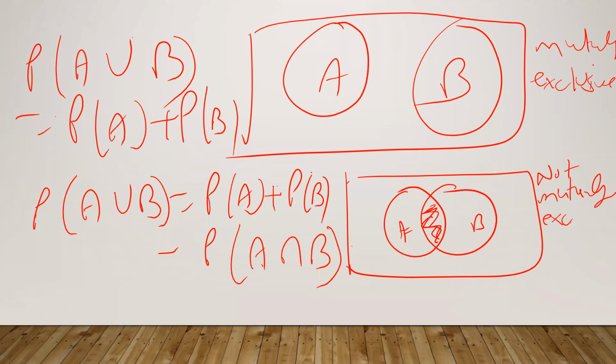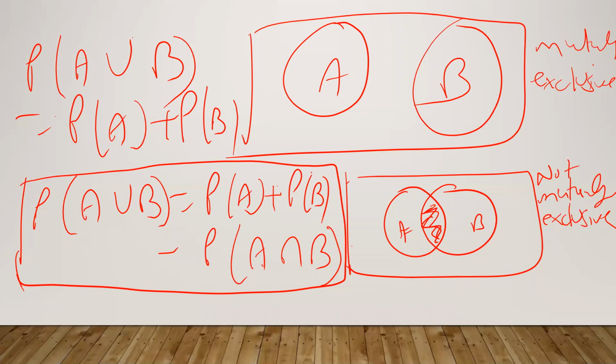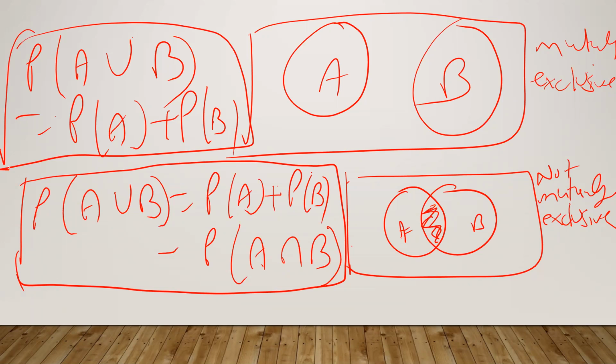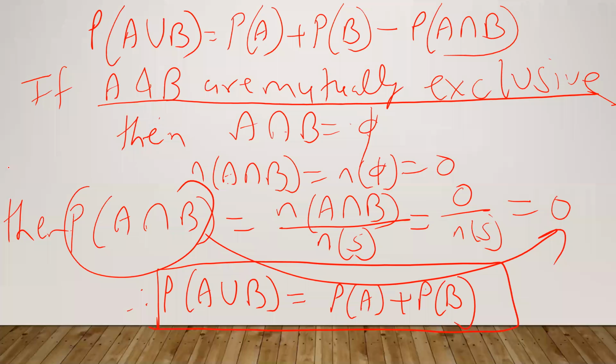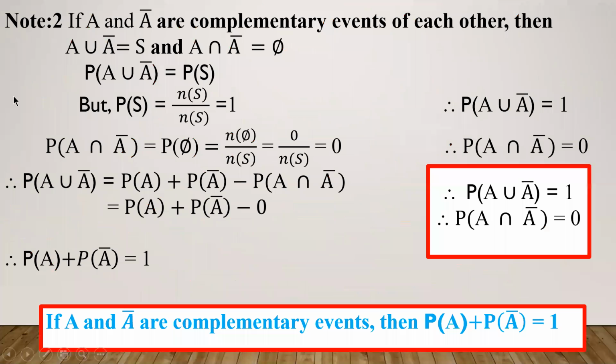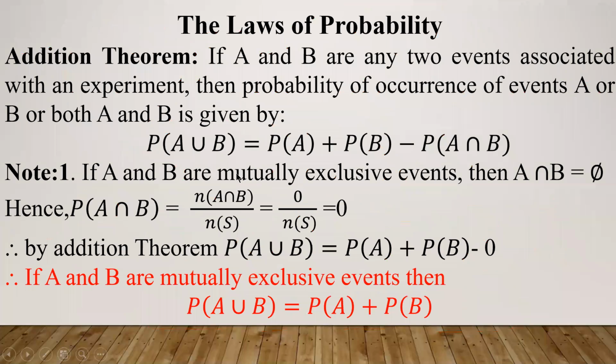To find the probability of A union B, you must also know the probability of A intersection B. This is very important, and that is what I have written here. If A and B are mutually exclusive events, then the probability of A union B is the probability of A plus the probability of B. This is what I had explained just now.